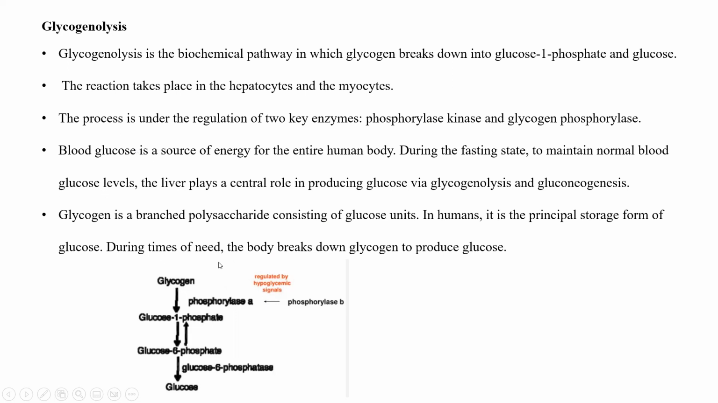We know glucose is the main energy source for the whole action of our body. During the fasting time, we are not getting glucose through food. So what happens? At that particular time, the liver will play a very important role, converting the glycogen into glucose. Glycogen, we know, is a branched polysaccharide which consists of a lot of glucose units. So this glycogen will be converted into glucose, and if there is any need of glucose, this glycogen will automatically break down into glucose.